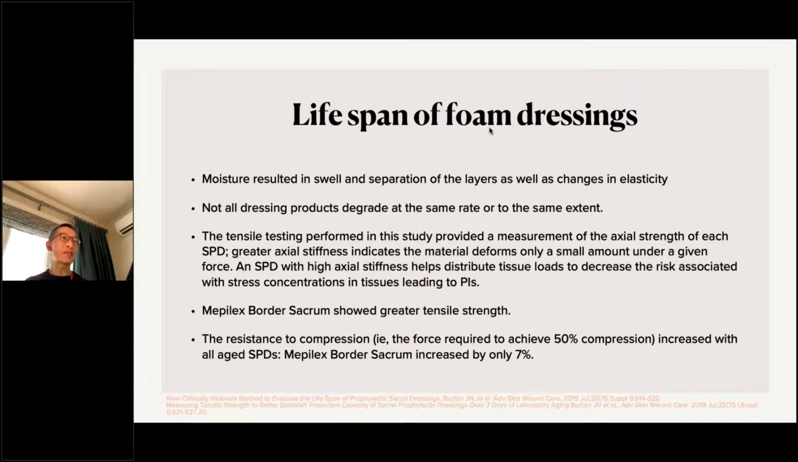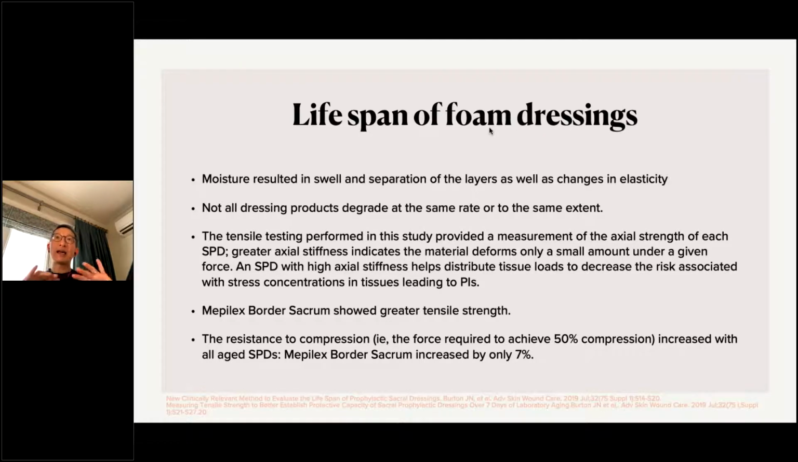And we also know that the foam dressings are quite different in terms of the different materials they use. One way to evaluate dressing performance is not just about how well it can stay on the skin. That is clearly a very important indicator, but the other thing is the wear time. Does it change shape? Does it change tensile strength over time?